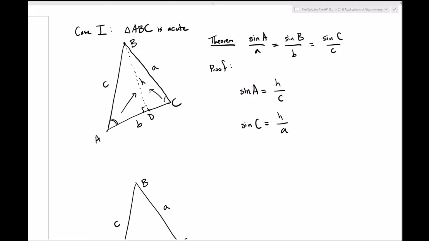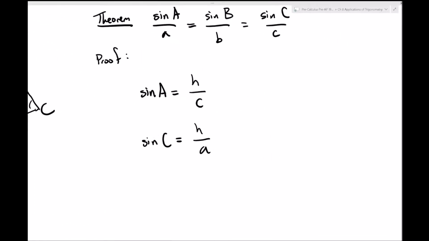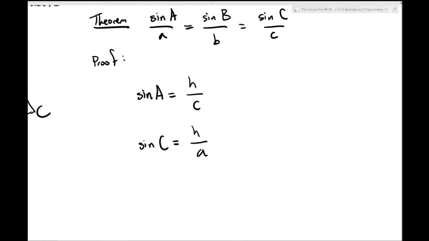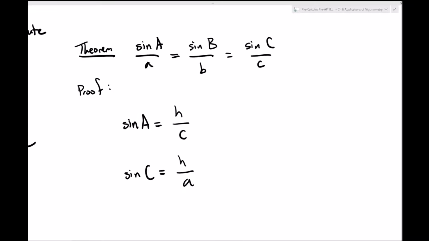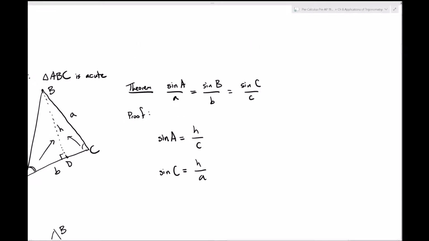So if you look at those two formulas, sine A and sine C, there's an H in common. I'm supposed to show that sine of A over A is equal to sine of C over C. So these two quantities are supposed to be equal to each other. And how can I form those two quantities? The way that I can do that here is by isolating H in both of those two expressions. So how do I isolate H in that situation?